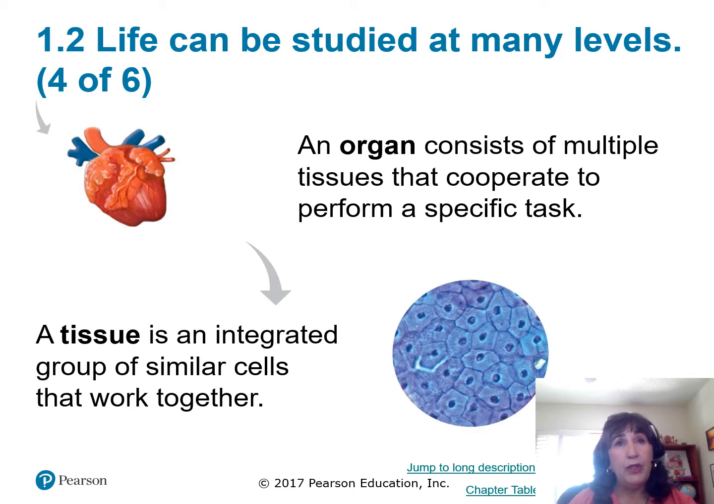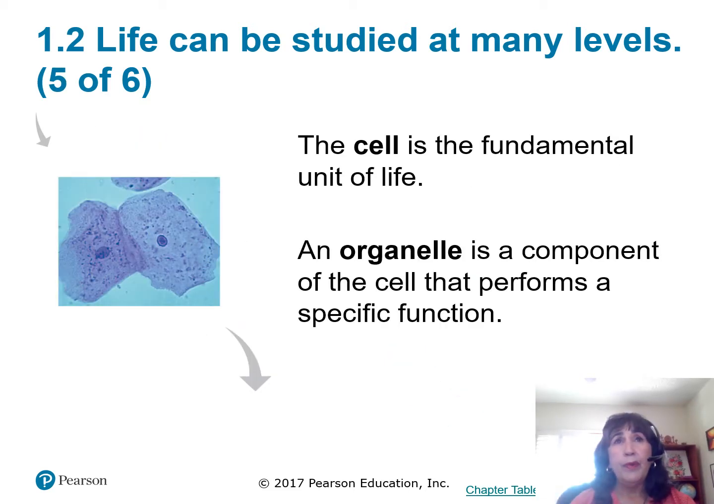Then we have tissues. A tissue is an integrated group of similar cells that work together. So you can have epithelial tissue that is a covering, whether it's your outer skin or the outer part of your internal organ. Then we have cells, and in this slide you can see a picture of a cheek cell. So that's what your cheek cells look like, and this is the fundamental unit of life.